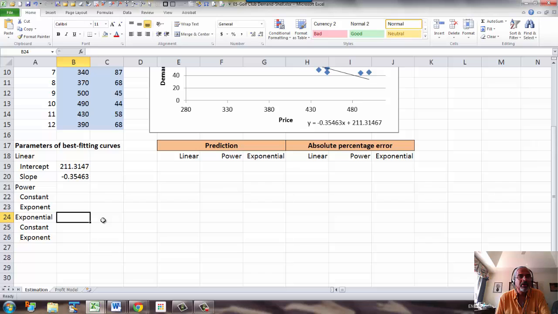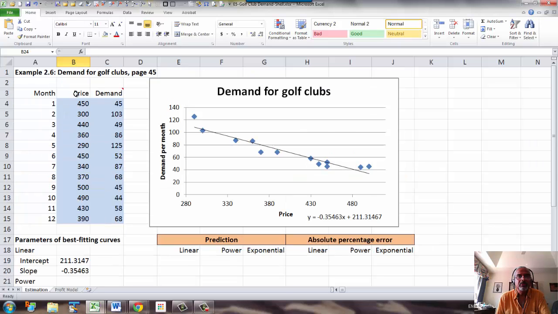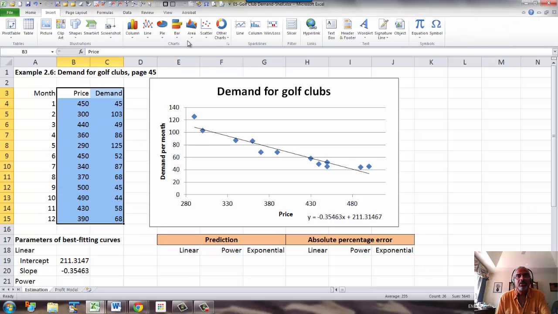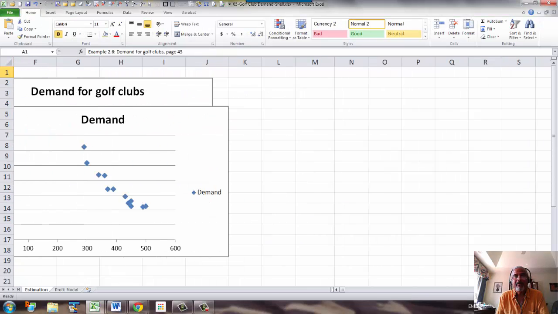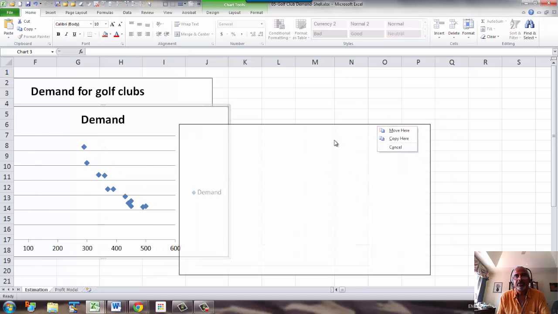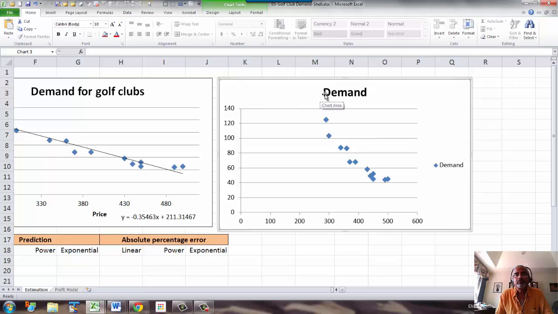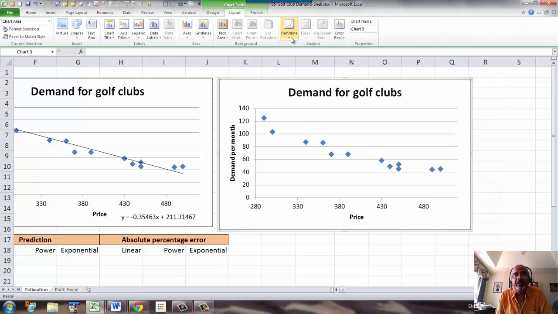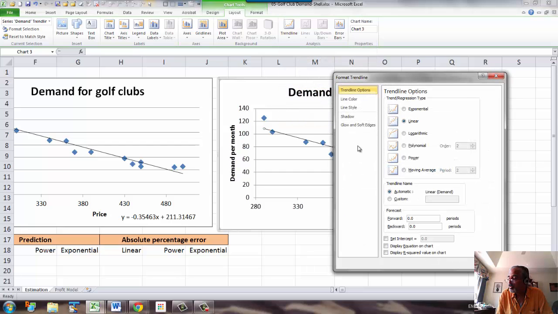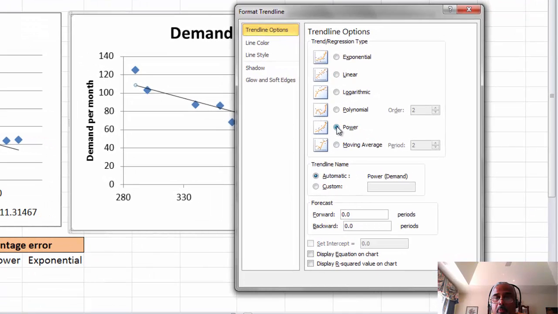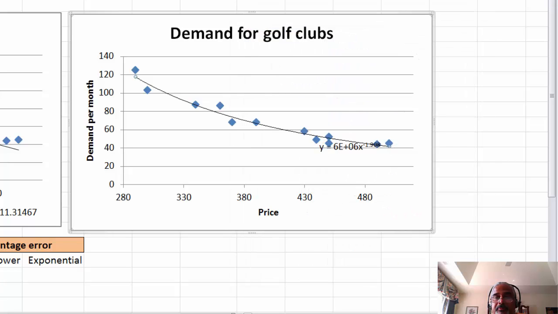Let's do the power next. Again, go through the same sequence. Scatter plot. I'm going to place this over that side, and I'm going to format this. Now this time let's insert a trend line, more trend line options, and we will do power and display the equation on the chart. Now move.